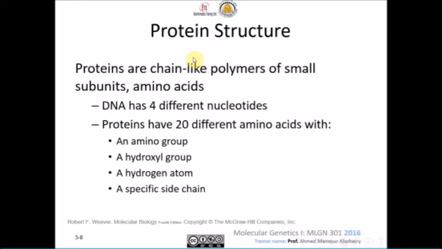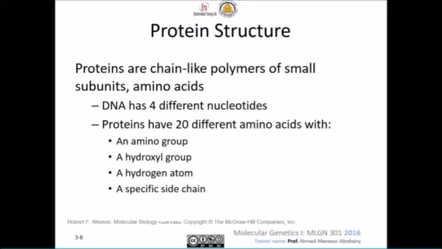Protein structure. Proteins are chain-like polymers of small subunits which are called amino acids. DNA has 4 different nucleotides, but proteins have 20 different amino acids. And all the amino acids have the same main features.